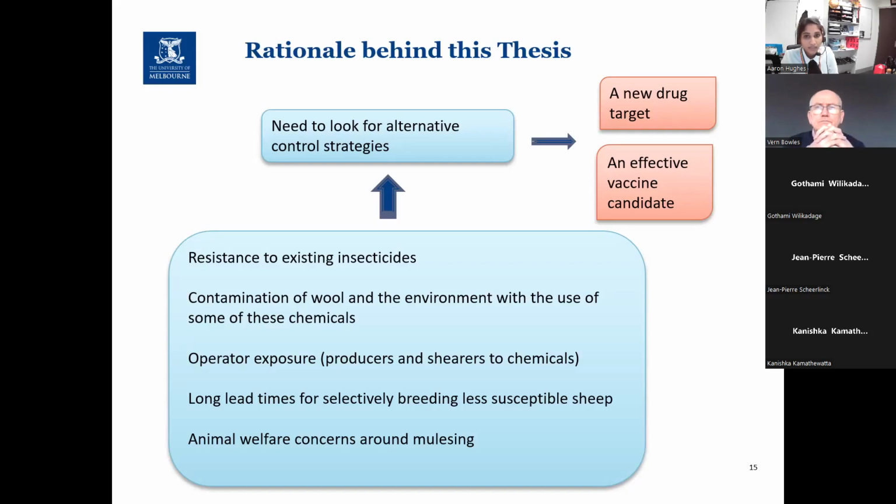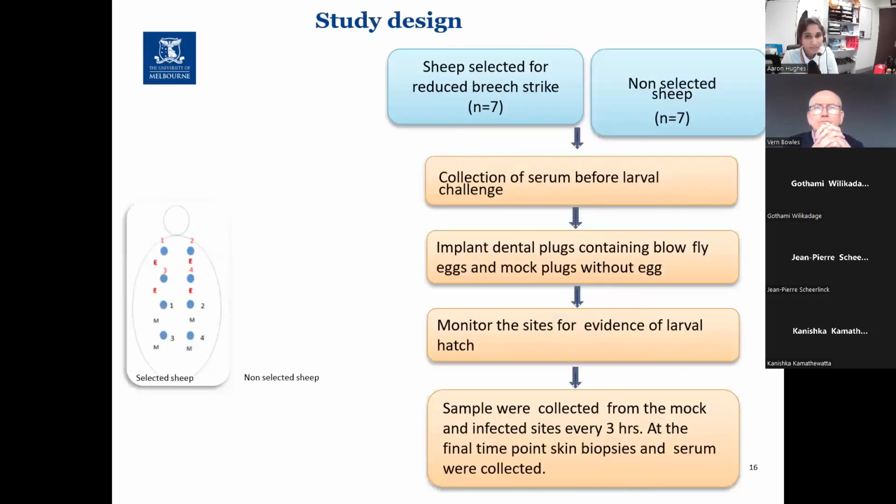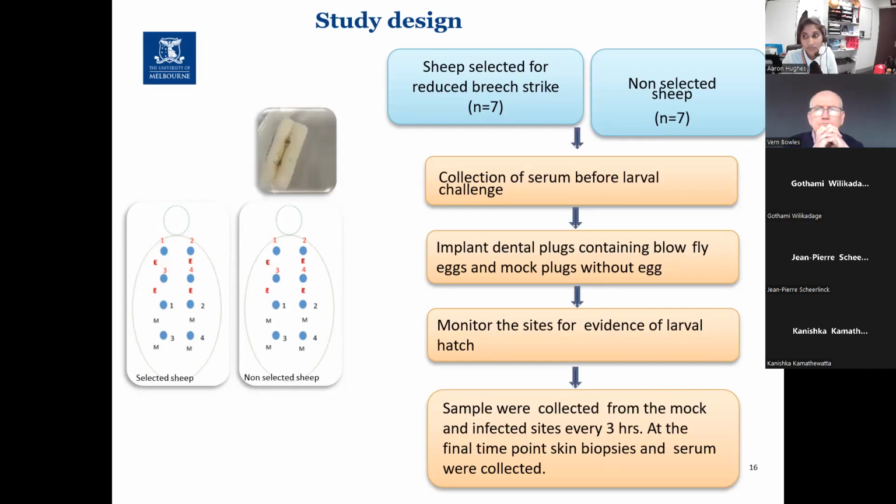So then we have designed our study. First we used 7 Flystrike selected sheep and 7 unselected sheep. First I collected serum samples from both sheep groups. Then I selected 8 random sites from the back of these animals. Out of these 8 sites, 4 sites were implanted with the dental plugs containing blowfly eggs, and the remaining 4 sites were implanted with the mock plugs.